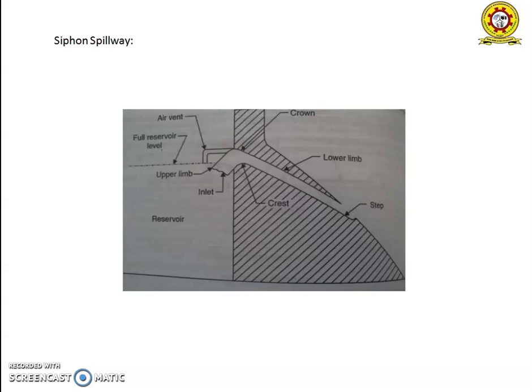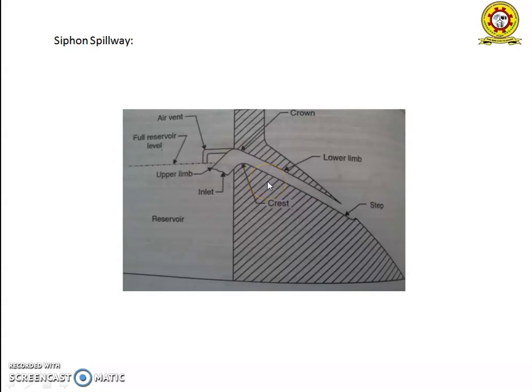The crest is created at the full reservoir level. So, at the full reservoir level, the crest occurs. When the water level in the reservoir overflows, water starts spilling over the crest.